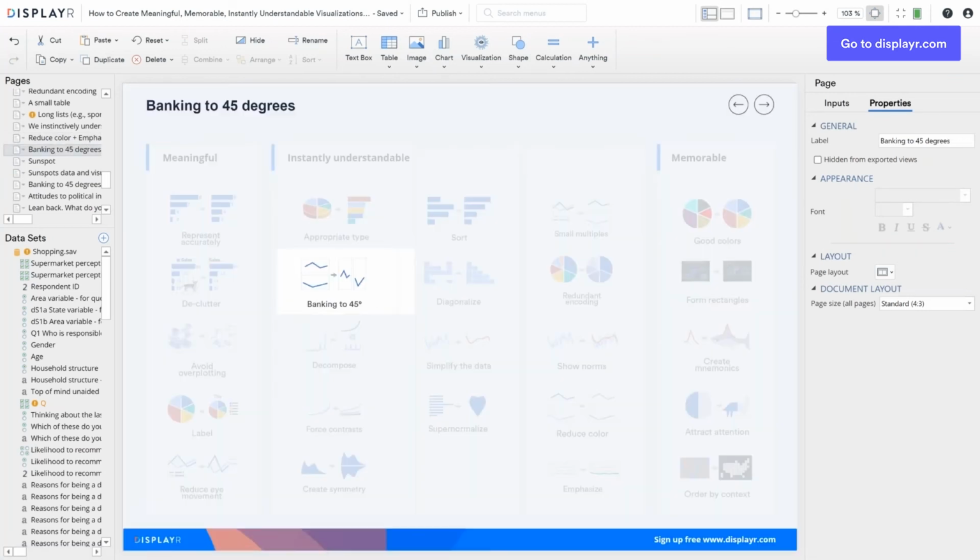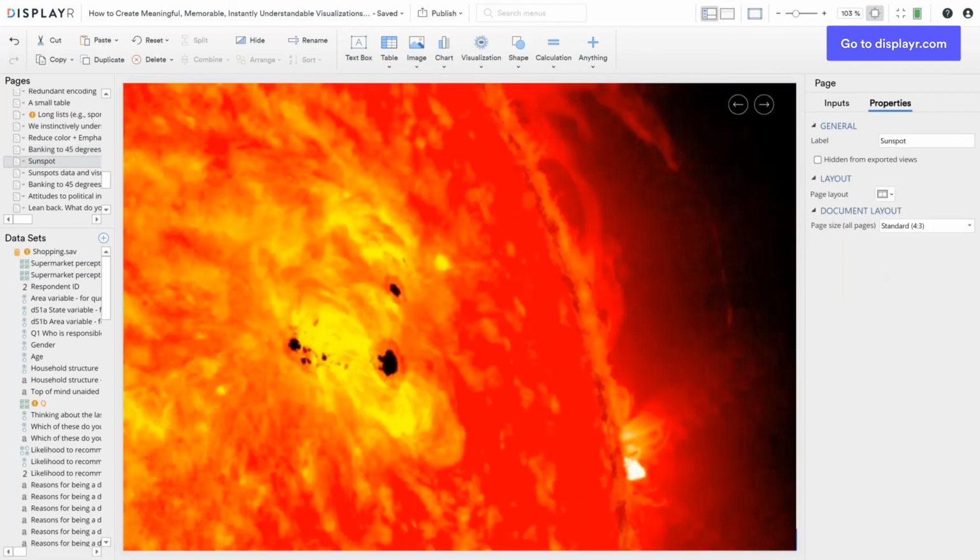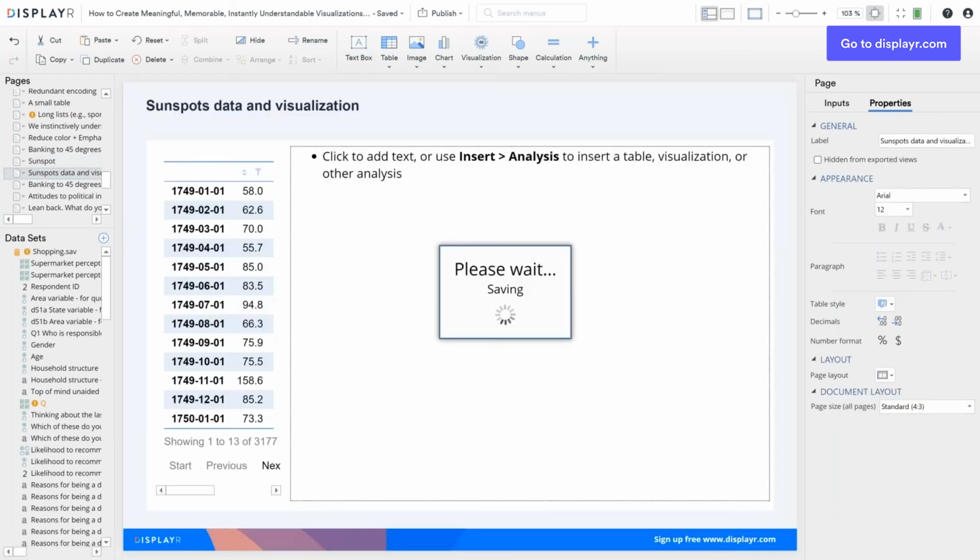Banking to 45 degrees is one of my favorite techniques. A case study, not market research data, I'm afraid, but just too beautiful not to show. Dark spots appear on the sun and they're cleverly known as sunspots. They can last for a few days or a few months. This data set tracks the number of sunspots monthly over 250 years. It's got more than 3,000 data points. Let's plot them as an area chart.